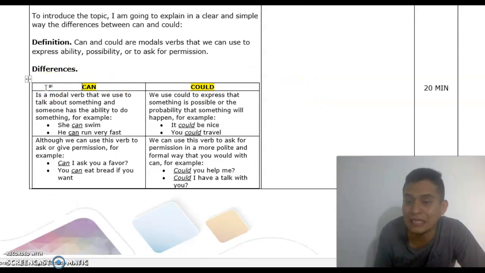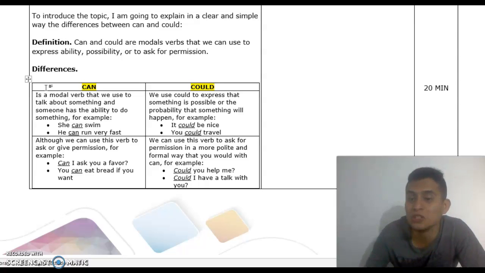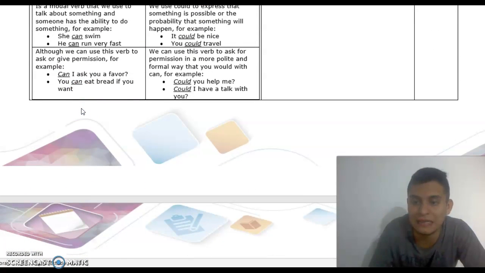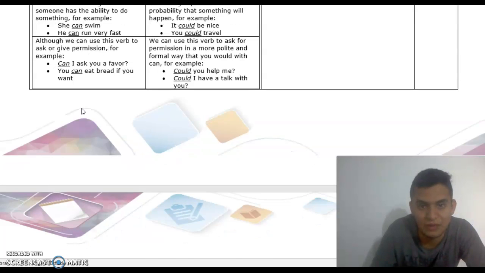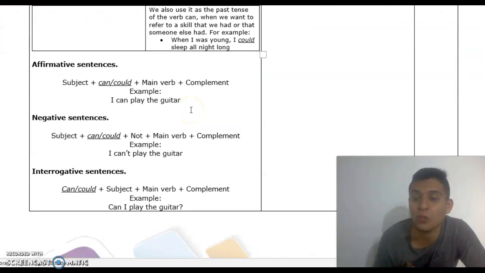I will write this table on the board so the students can take notes about the most important differences between them. I'm always going to try to do examples in every subject. Then I'm going to explain the correct way to create affirmative, negative, and interrogative sentences.